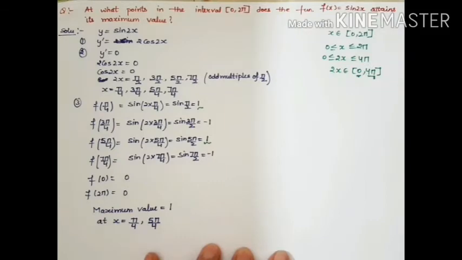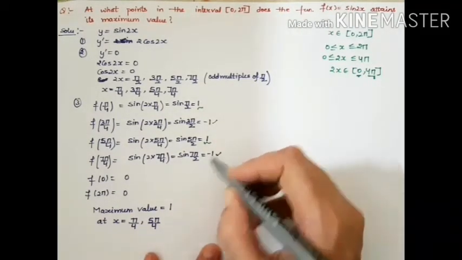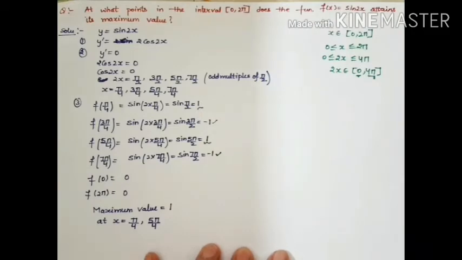Suppose we want to find the minimum value. Again you can see at 2 different points we are getting the value -1. So these 2 points will become our points of minima. That is 3 pi by 4 and 7 pi by 4, and the minimum value will be -1.